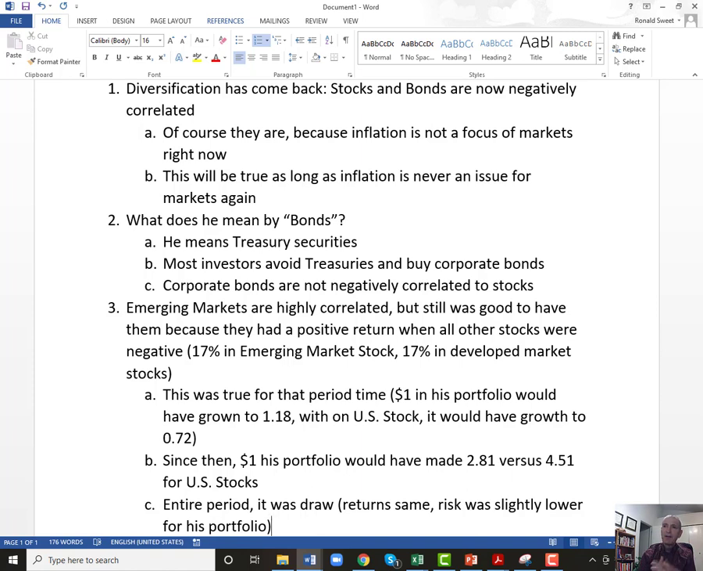However, at the time he was talking, at that 10-year point, he's saying, hey, this is what you should do, 17% emerging, 17% in developed. If he'd gone with that allocation at that point in time, you would have been much worse off. So it's extremely time contingent.